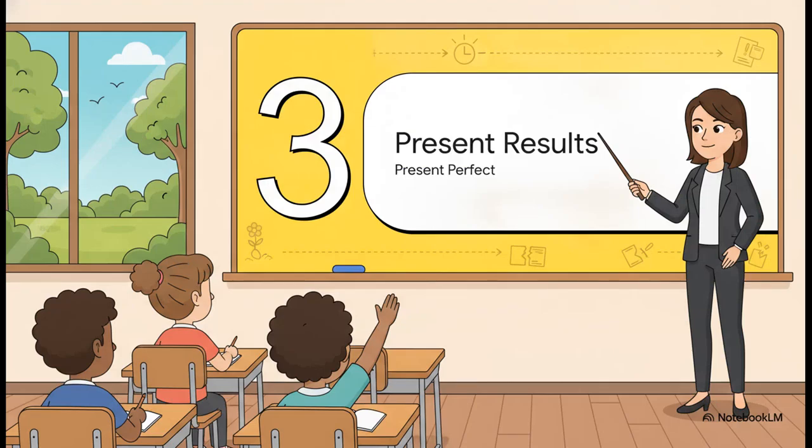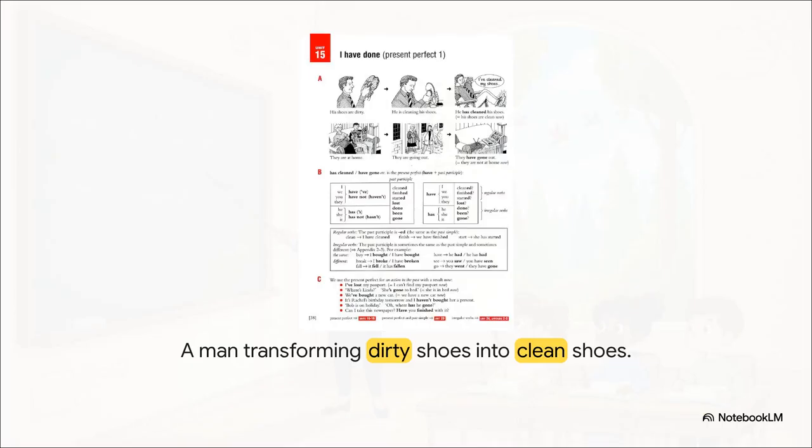And that brings us to our final part, Section 3, Past Actions, Present Results. Now we're going to shift our focus away from the strict past and look at actions that bridge right into our current reality. Take a look at this transformation. On the left, this guy's shoes are just completely covered in dirt. In the middle, he's actively cleaning them. And on the right, he's kicking back, looking very pleased with himself.